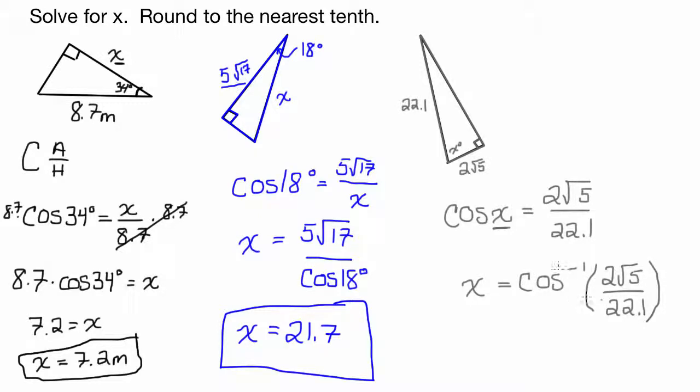Now this is just a button in your calculator. You just type in the inverse cosine of and then write the ratio, 2 root 5 over 22.1, and you end up with x equaling 78.3 degrees. Perfect.